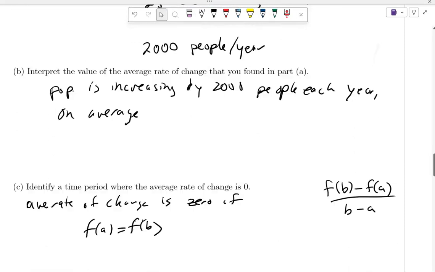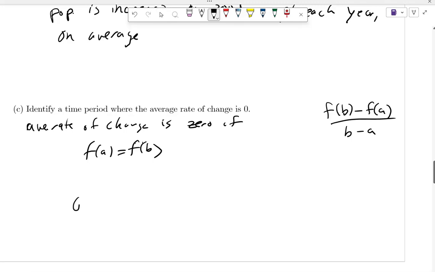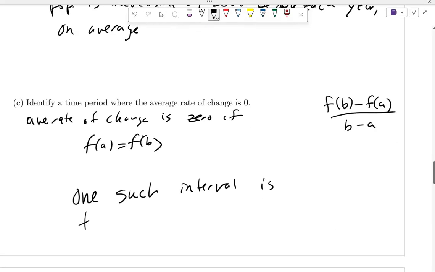So one interval would be 1990 to 2010. This is x equal to 20. This is x equal to 40. Is that the only interval? No, there's lots of other intervals, right?